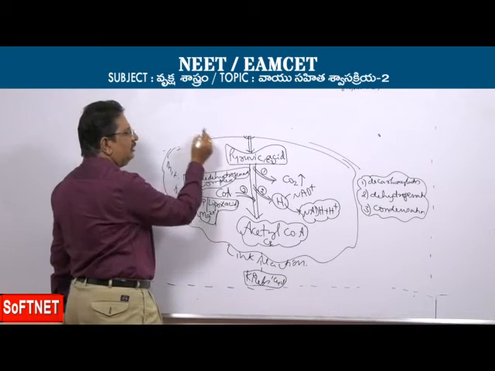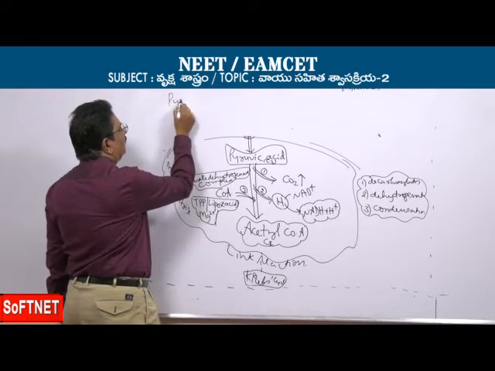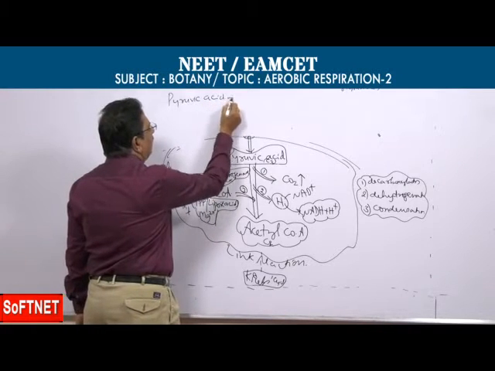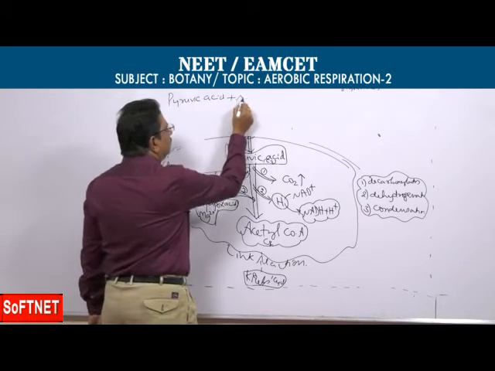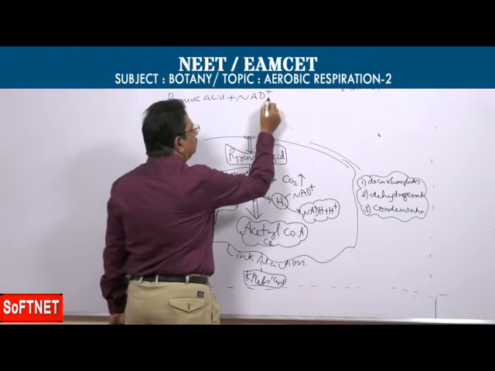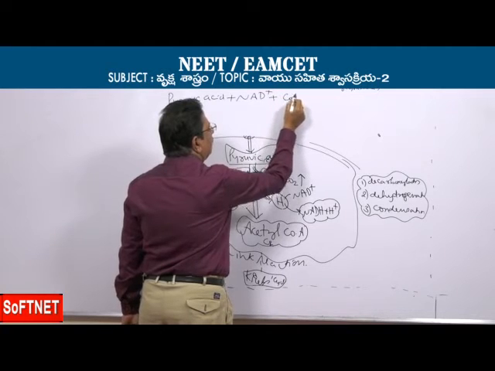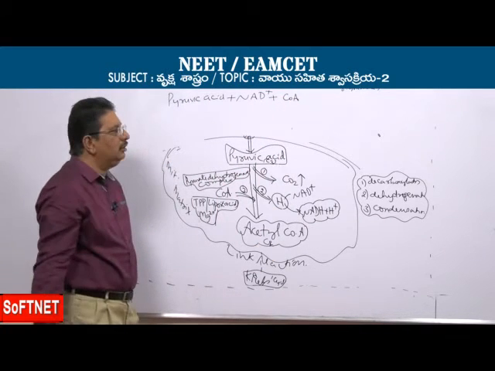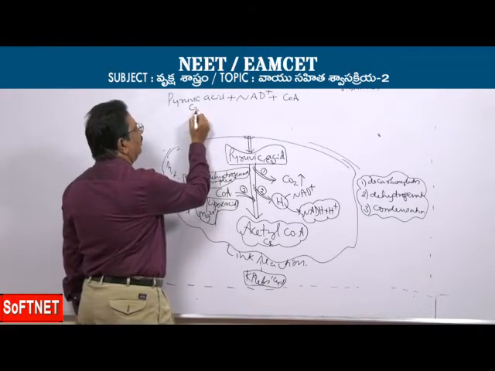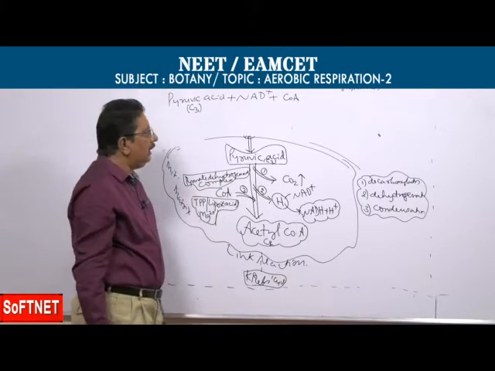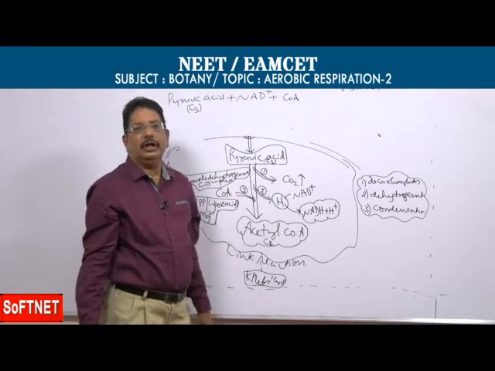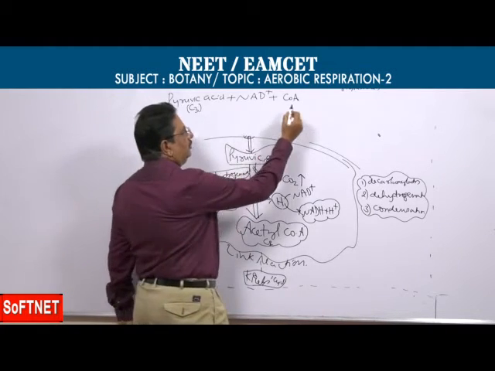So, what are the substrates here? The pyruvic acid. And this pyruvic acid, NAD plus, then coenzyme A. So, these are the main reactants of this reaction. Pyruvic acid, which is a C3 compound. NAD plus is a hydrogen acceptor, and coenzyme A, another cofactor.